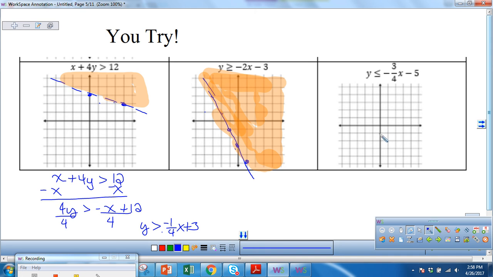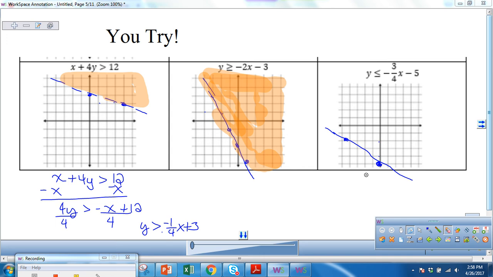So I'm going to go down to -5, 1, 2, 3, 4, 5, and this one's going to make me break my rule because I can't go down 3 and to the right 4. I have to go up 3, 1, 2, 3, and to the left 4, 1, 2, 3, 4. But I do that because there was not enough room to go down on this graph. Okay, once again, this is the solid line, and it's less than, so I'm going to shade below the line. And that's my graph.